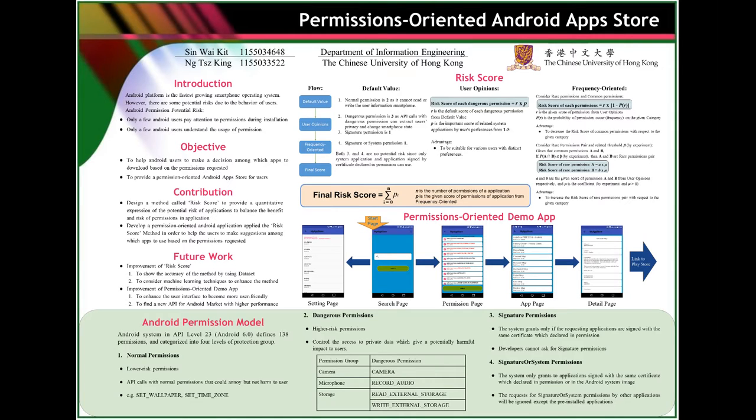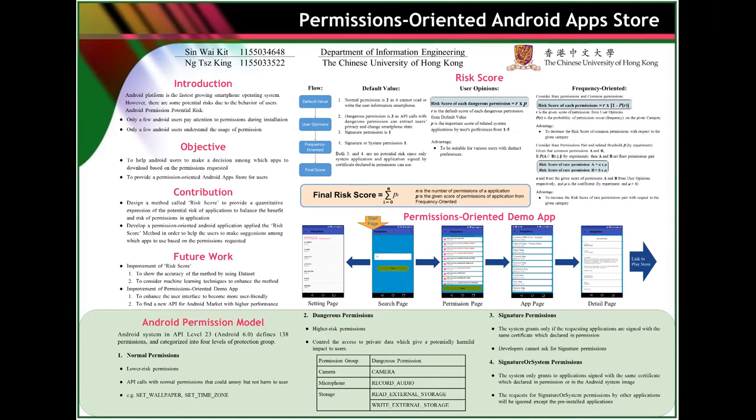So our project aims to suggest to users which application to download based on the permissions and provide a permission-oriented Android App Store for them. What we have done is design a risk score method which provides a quantitative expression for the potential risk of apps to achieve the balance of benefits and permissions, and develop an application which applies our risk score method.